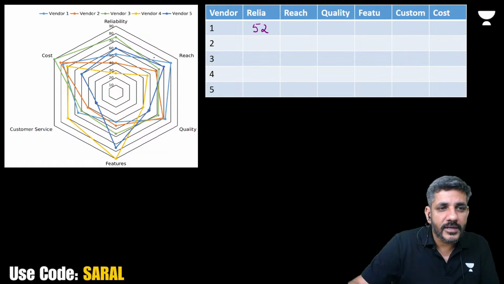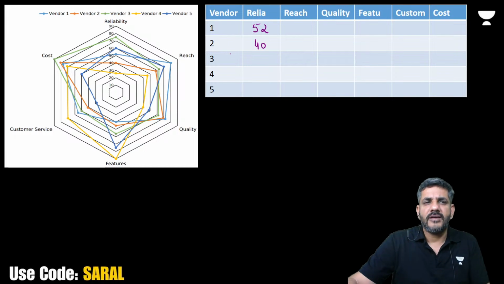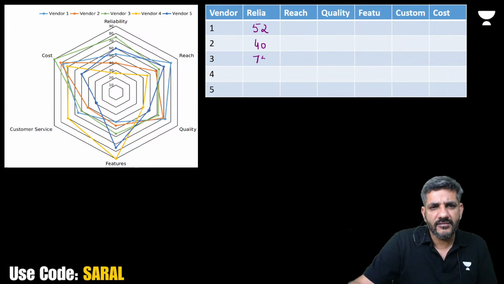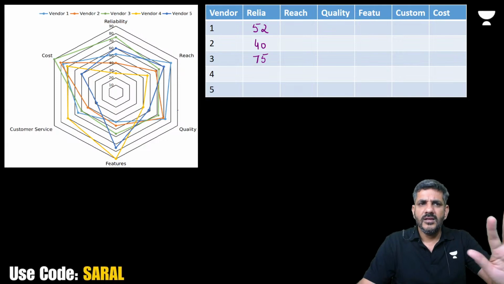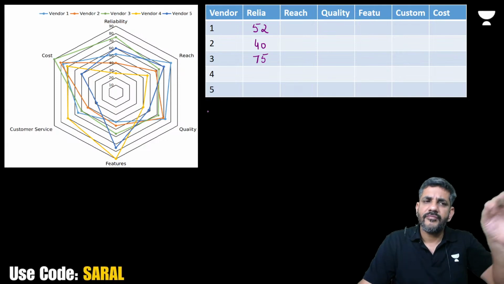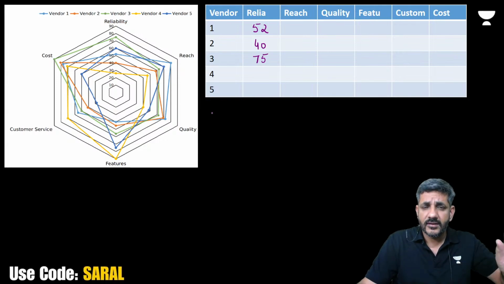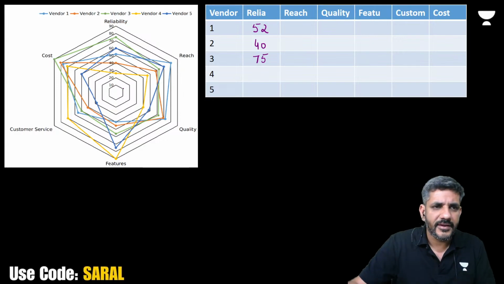Vendor 2 is the orange one. It is exactly 40. Vendor 3 is the green one. It is, I would say, around the middle of 70 and 80. I can take it as 75. You can take it as 76 as well. It's around 75, so definitely not 79 or 78, but 75 or 76 can be taken.